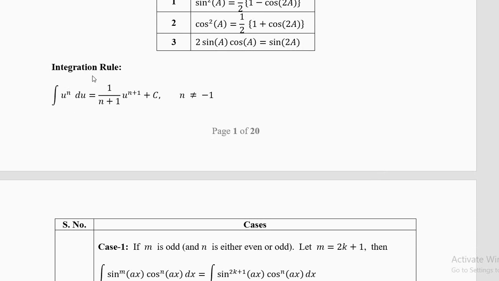Now there is one integration rule which we'll be using frequently in this along with the others which we have used. I am writing this for completeness. Integral u power n du equal to 1 over n plus 1 u power n plus 1 plus c, n not equal to minus 1. When n equal to minus 1 we use the natural logarithm. So we have seen this formula before. I just wrote it here as a reminder.